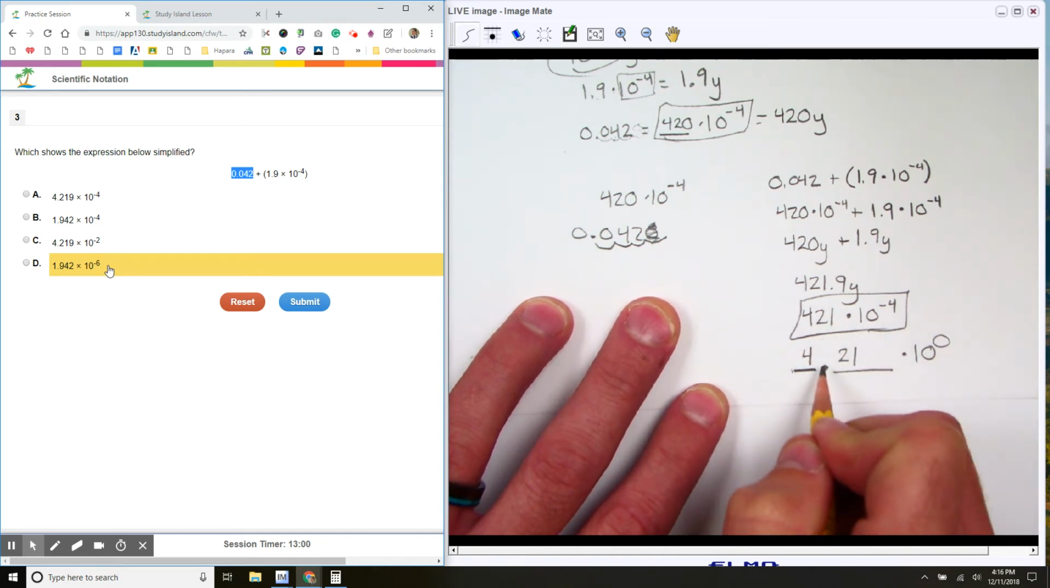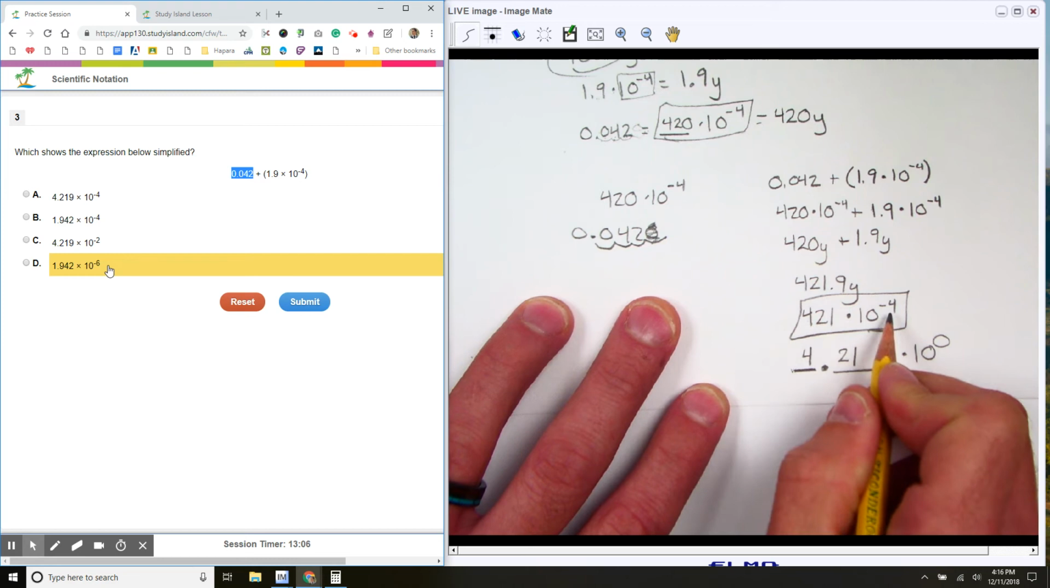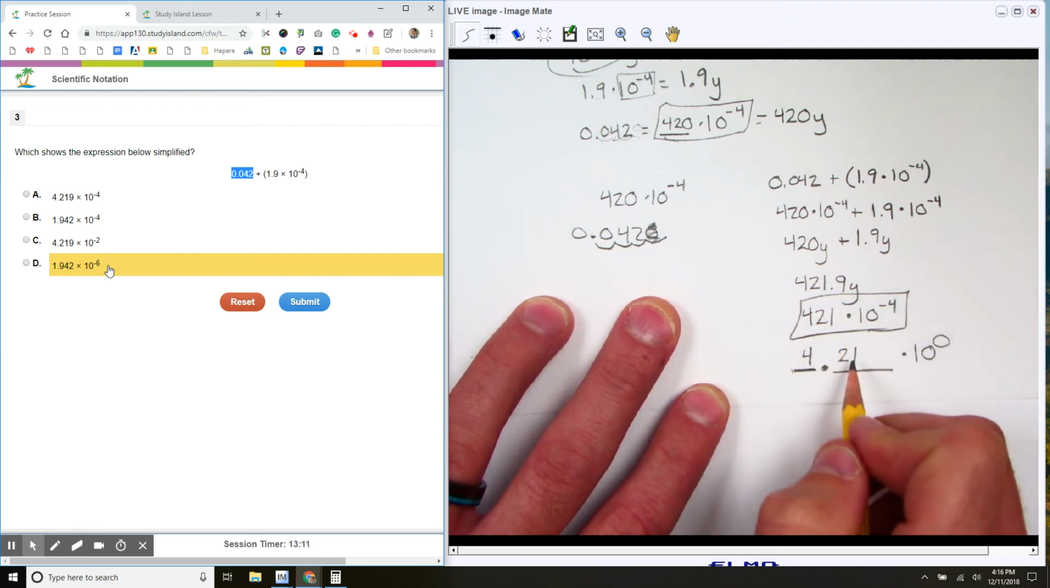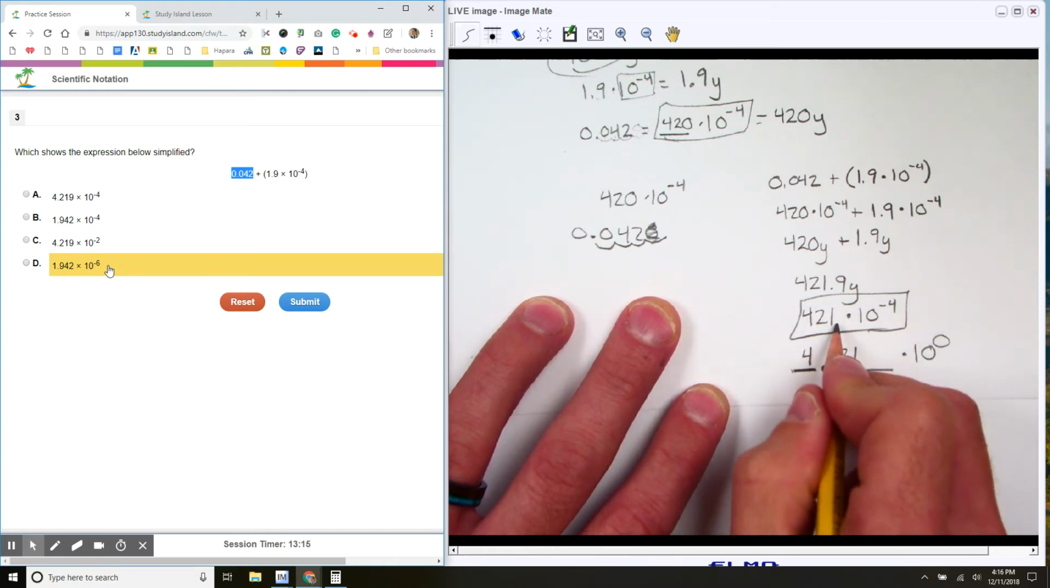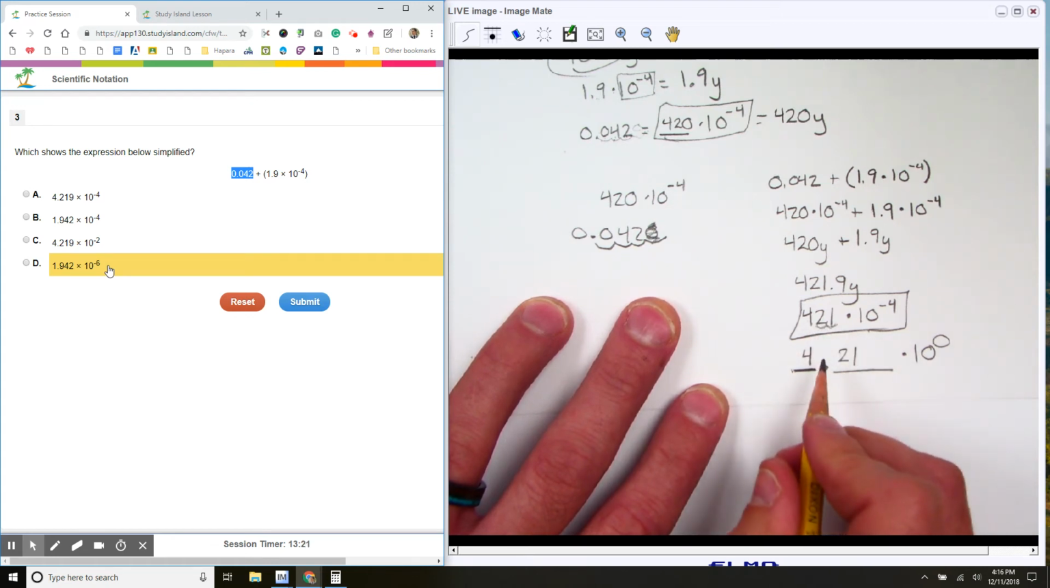Well, 4.21 is a lot smaller than 421. So I have to account for that with my exponent. I just made my number 10 times smaller twice. See how I moved the decimal 2 spaces? That's 10 times smaller and 10 times smaller again. That's a total of 100 times smaller.